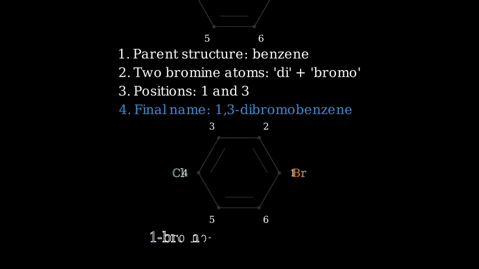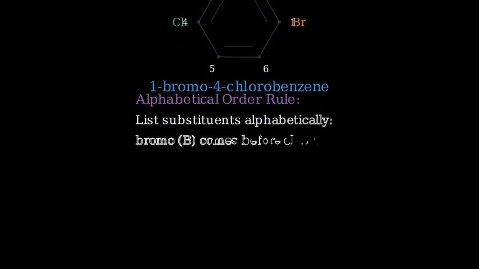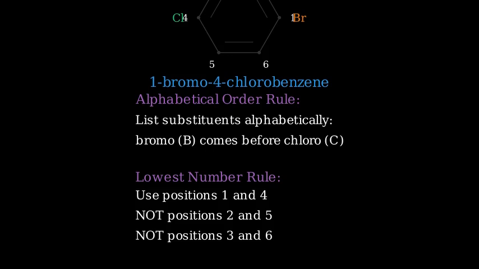Here we have 1-bromo-4-chlorobenzene, which has a bromine at position 1 and a chlorine at position 4. When we have different halogens on the benzene ring, we list them in alphabetical order. Bromo comes before chloro alphabetically. However, the numbering should still give the lowest possible combination of numbers. We number the ring so that the substituents get positions 1 and 4 rather than, say, 2 and 5.